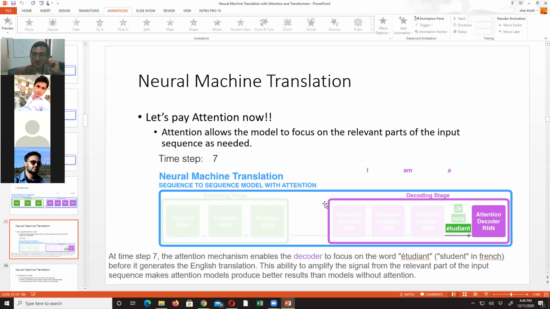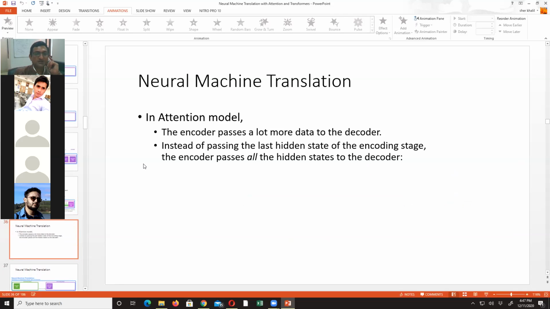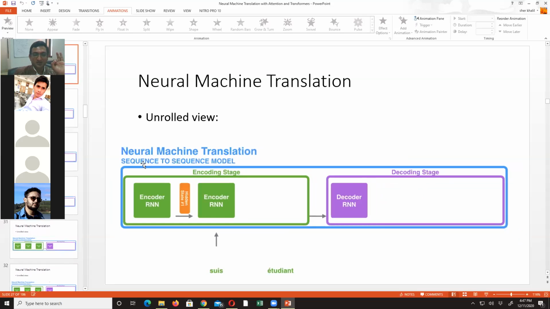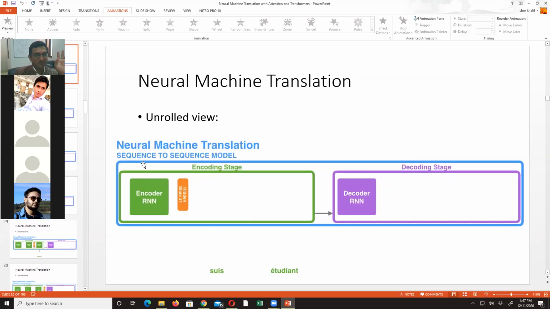Now, let's pay attention. Attention allows the model to focus on relevant parts of the input sequence as needed. At this stage, when we are at time step 7, this attention decoder is able to generate both values from here. How it is actually able to do it, we'll see when we are doing it practically. Now remember, this is simple neural machine translation, and it was there for ages.